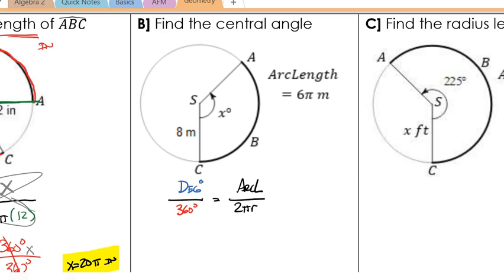Notice here we're actually trying to figure out what the degree measure is, and we are given our radius and we're given the arc length. So I'm trying to figure out the degree measure. We're given that the radius is equal to 8, as we can see there, 8 meters, and we're actually given the arc length measurement of 6 pi.